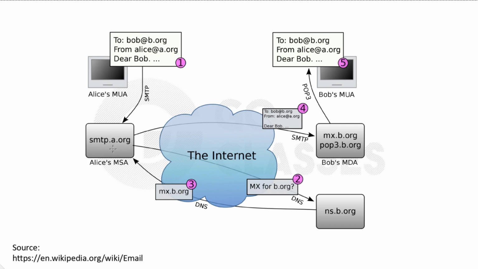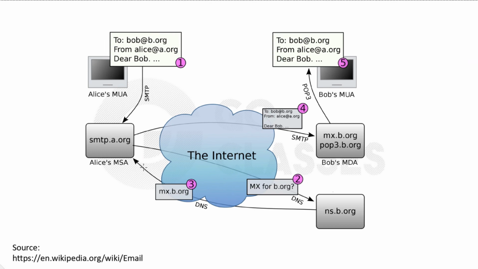Now this server has to send the mail to Bob's mail server. But the problem is that this mail server may not know Bob's mail server address. So for that we have two extra steps, where we ask for the IP address from the DNS. We have not covered this part yet, so I will not go into the detail.